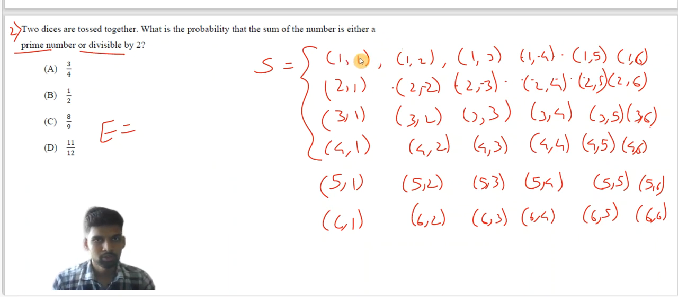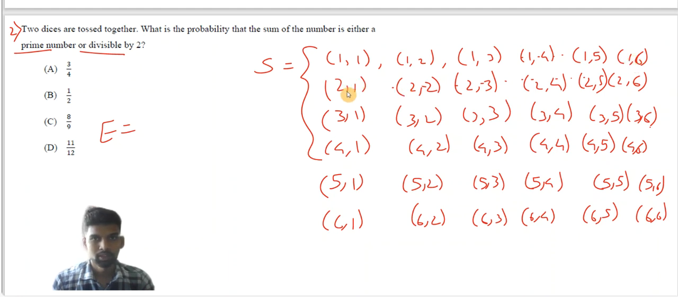So 1 plus 1 is 2, so it is a prime number. And 1 plus 2 is 3, it is also a prime number. 1 plus 3 is 4, it is divisible by 2. 1 plus 4 is 5, it is a prime number. 1 plus 5 is 6, divisible by 2. 1 plus 6 is 7, it is a prime number.